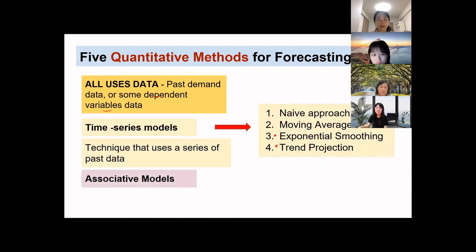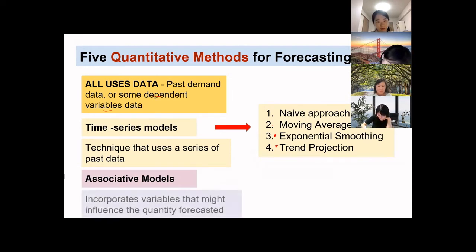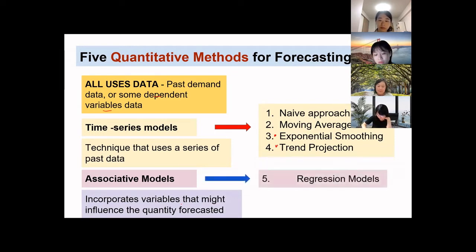One main one is related to what we call associative models. It's not just one number, because time series is just one number and you plot the graph, for example, the number of COVID cases or deaths. But when you associate, is there a relationship between death and vaccine? We want to model that. So we combine the variables. When we incorporate variables that might influence the quantity that we forecast, we say it is an associative model, and the main one is regression models.